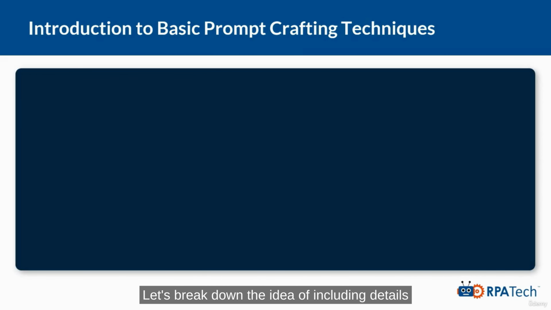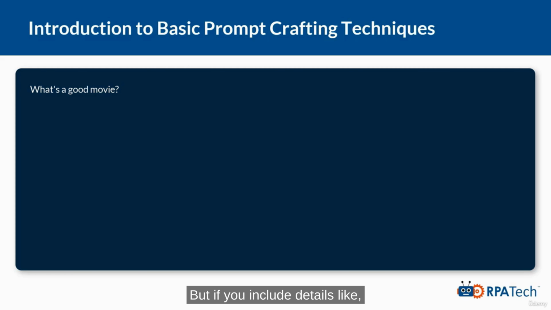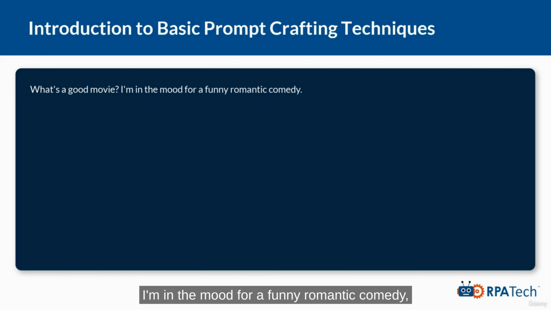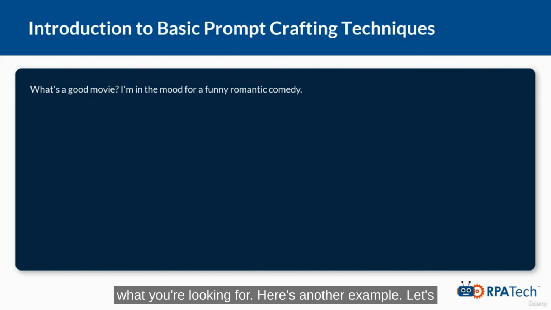Let's break down the idea of including details in your query to get more relevant answers. Imagine you're talking to ChatGPT and you want it to help you find a good movie to watch. If you just say, "What's a good movie?" ChatGPT might give you a random suggestion because it doesn't know what genre you're interested in or what mood you're in. But if you include details like, "I'm in the mood for a funny romantic comedy," ChatGPT can give you a much better recommendation because it knows exactly what you're looking for.